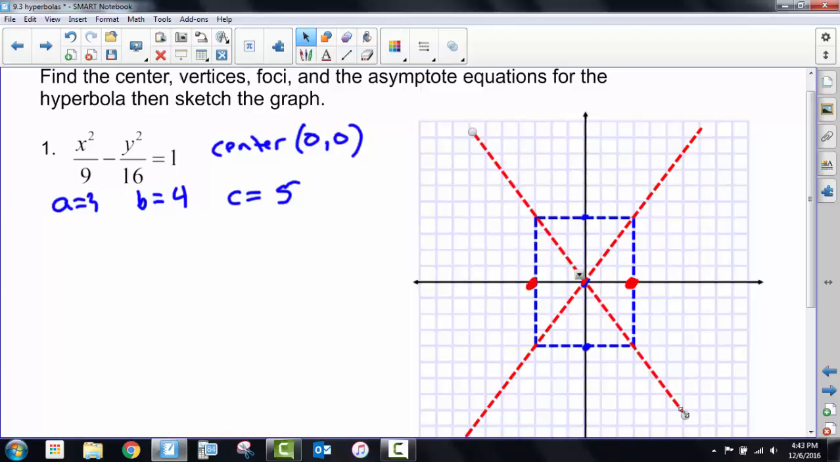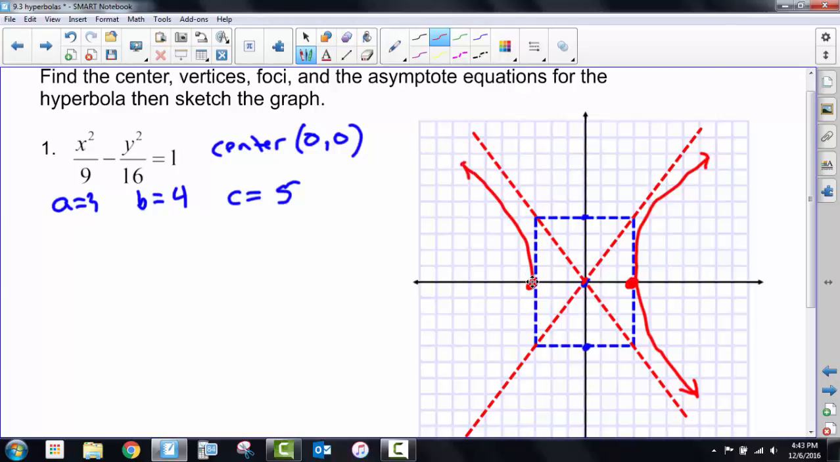You've got your asymptotes, you've got your vertices, and so honestly at this point all you really have to do is start at the vertex on either side and draw either side of your hyperbola, like you see I'm doing here. And there it is. There's the hyperbola.